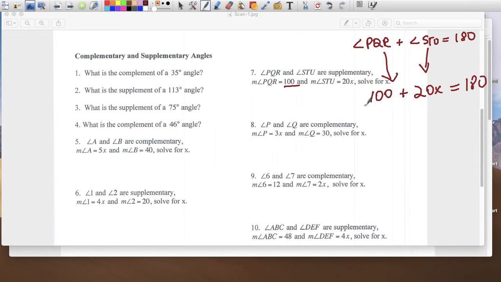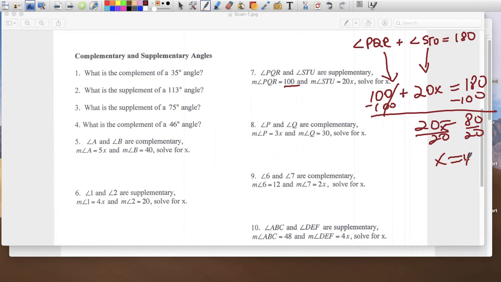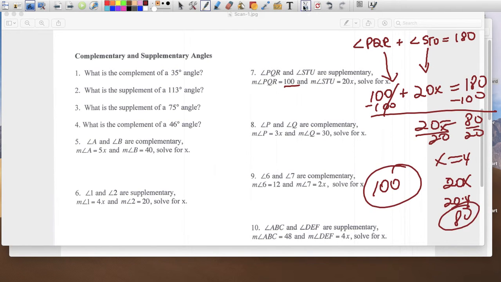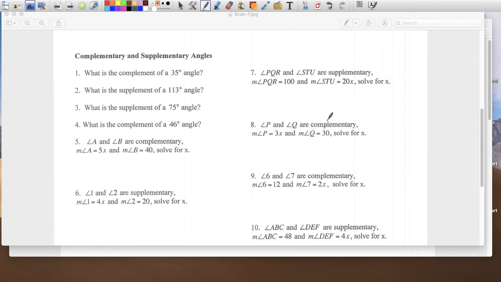It says solve for x, so minus 100, minus 100. 20x equals 80. Divide by 20, divide by 20, x equals 4. So you can substitute, it doesn't say how you substitute, but you can. And it makes sense because if I substitute, one angle is 100, and the other one is 20x. So if I substitute 4 for x, I get 20 times 4, which is 80. So here are my two angles. They're not asking for the angles, they're asking you to solve for x.